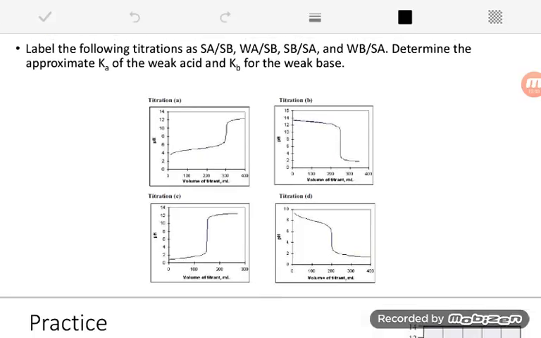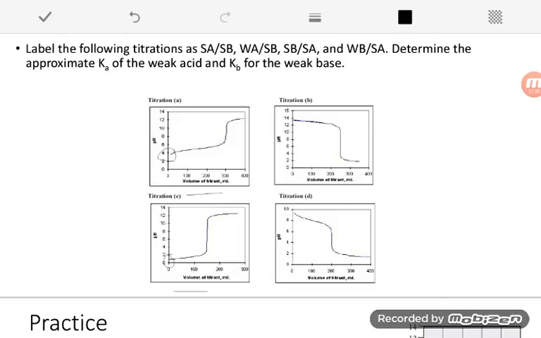So, label the following titrations as strong or weak and determine the approximate Ka of the weak acid or Kb for the weak base. If we look at these, we can at least decide which ones start off with an acid. That's obviously going to be these options right here, A and C. We start out at a low pH, so those are going to be my acids. We can see that this one starts at a pH of around maybe 3, whereas this one starts out at a pH of maybe 1.